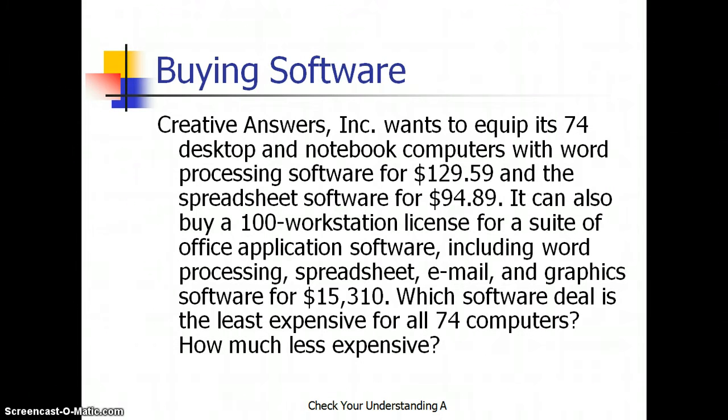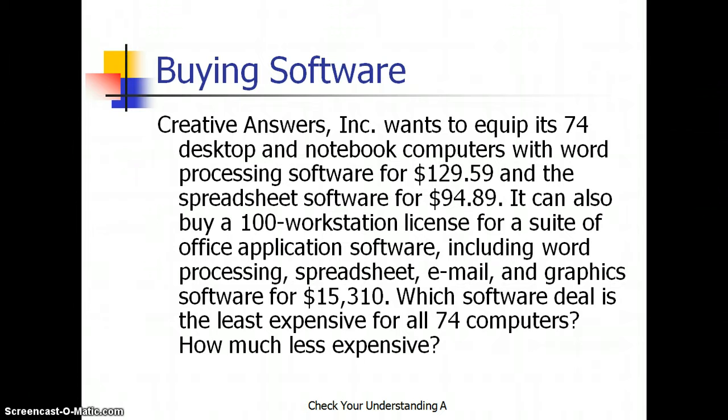Another example in case you need it. Here we have 74 machines. Each machine for a word processor is $129.59. You also need a spreadsheet software on each one for $94.89. Or you could buy the 100 station license for $15,310, and you also get more for your money with that. Personally, I definitely go with more for my money if I was going to use everything, but it depends on your business.